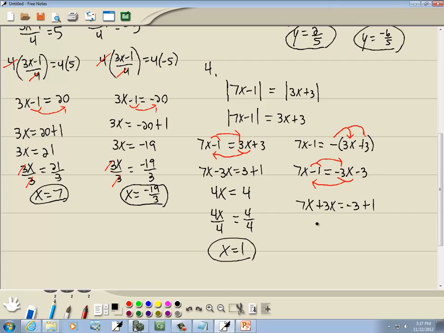Combine together like terms, 7x plus 3x is 10x. Combine together numbers, negative 3 plus 1 is negative 2. And last step, divide both sides by the number in front of your x, which is 10. So divide both sides by 10. These 10s cancel. And negative 2/10 reduces to negative 1/5. And those are our answers.